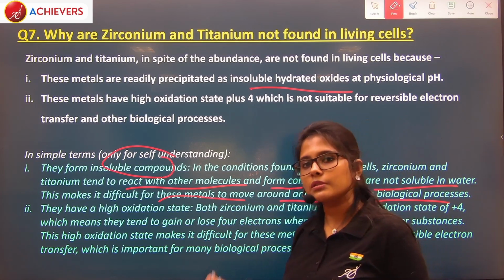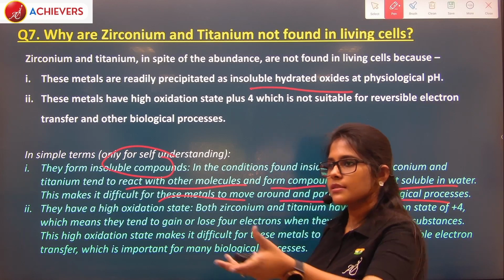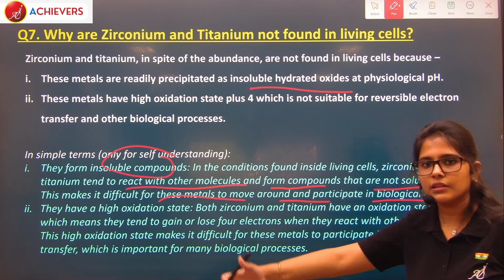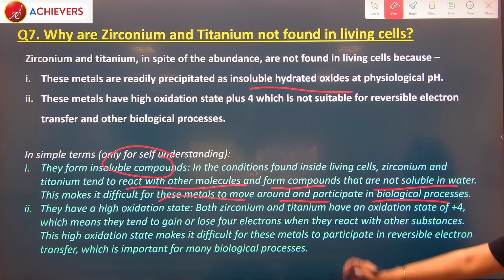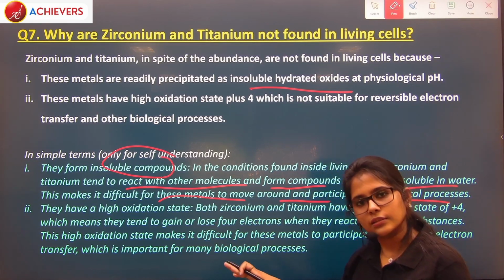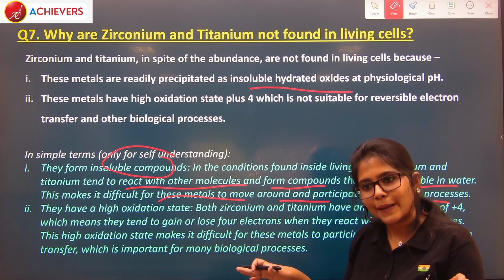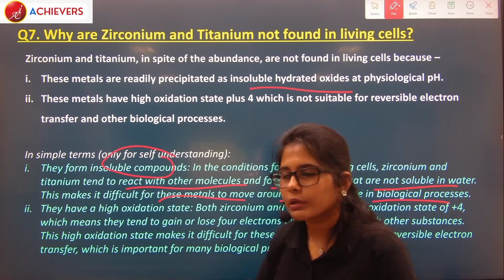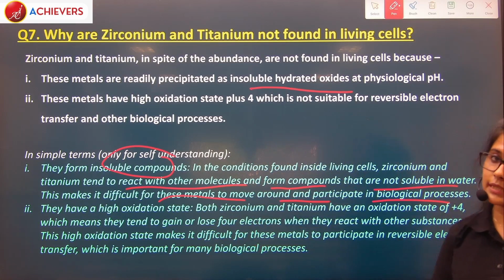हमारे शरीर में जो molecules हैं उसके साथ ये जो zirconium and titanium है ना, what they do is they are not soluble in water. अगर पानी के साथ soluble नहीं है, how are you supposed to travel in a living cell, right? So this makes it difficult for these metals to move around and participate in biological processes. हो गया हमारा नंबर 1 अंडरस्टैंडिंग कि insoluble compounds होने की वजह से readily precipitate हो जाते हैं, मतलब soluble नहीं होते, वो बैठ जाते हैं. तो अगर बैठ जाते हैं तो travel कैसे करेंगे to reach other parts of the body for any kind of requirement? Next is high oxidation state का मतलब क्या है?